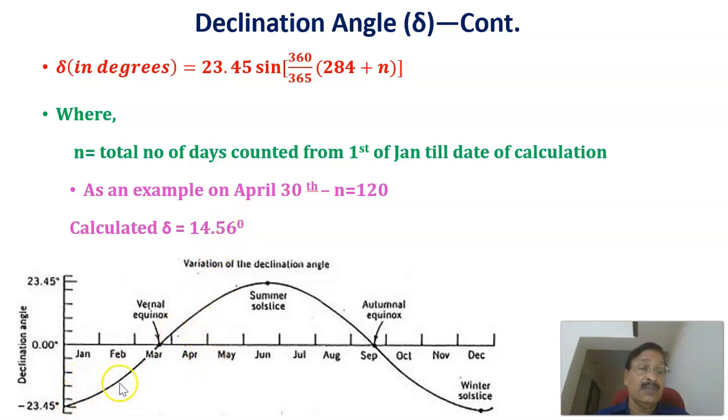14.56 degrees. From this graphical representation, it is very clear. Near April 30th, it corresponds to here, that is 14.56 degrees. This is the pictorial or graphical representation of the variation of the declination angle for different months. As I already explained, the declination angle equals plus 23.5 in June, on the 22nd, and on December 22nd it equals minus 23.45. Therefore, as months change, the value of delta changes in a sinusoidal fashion like this.